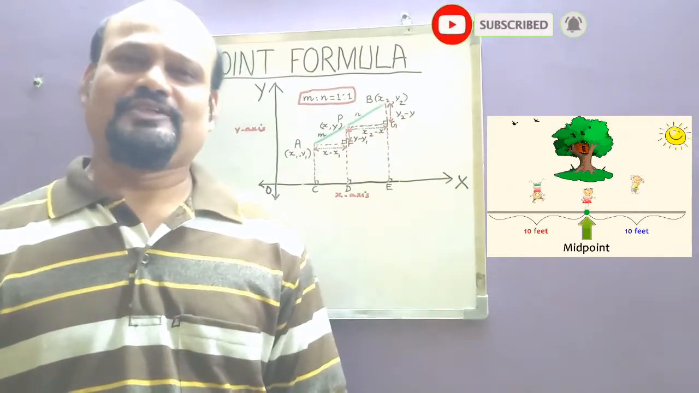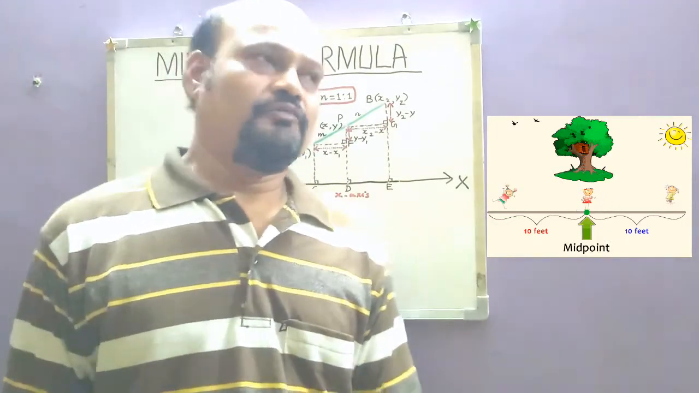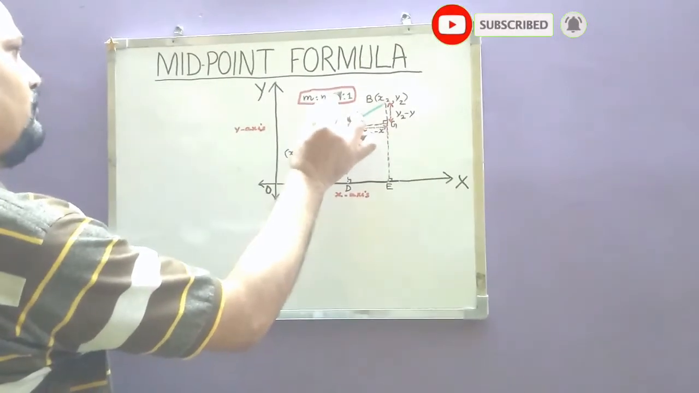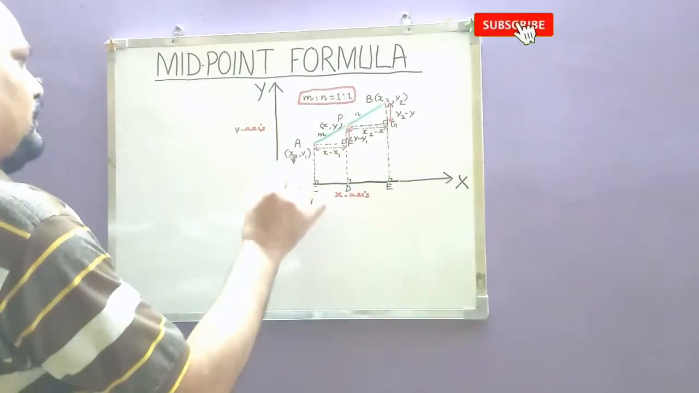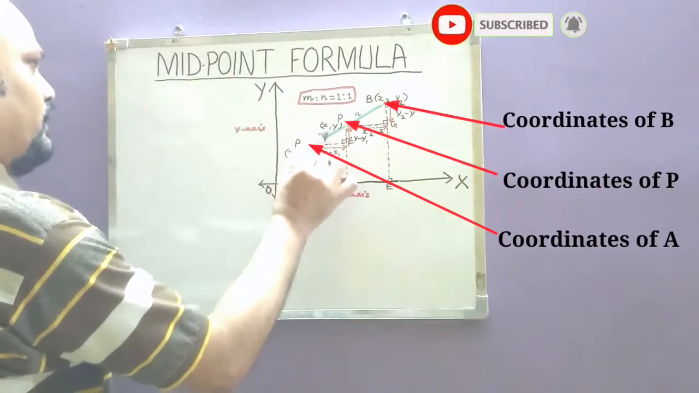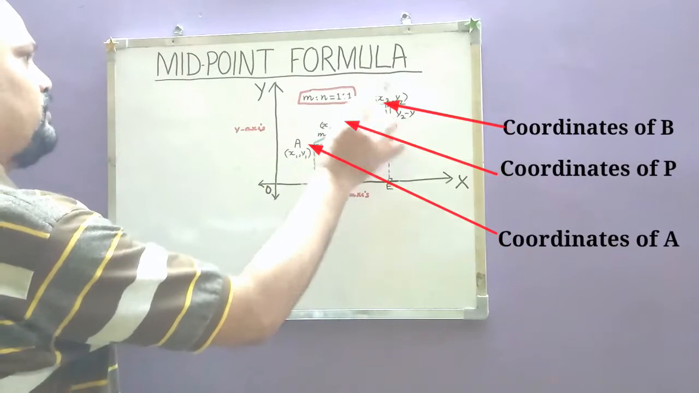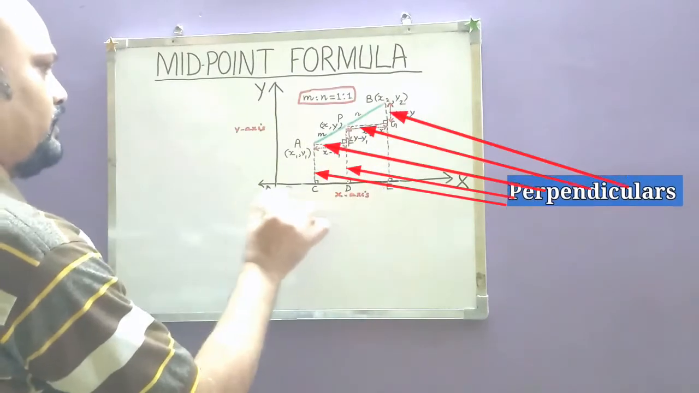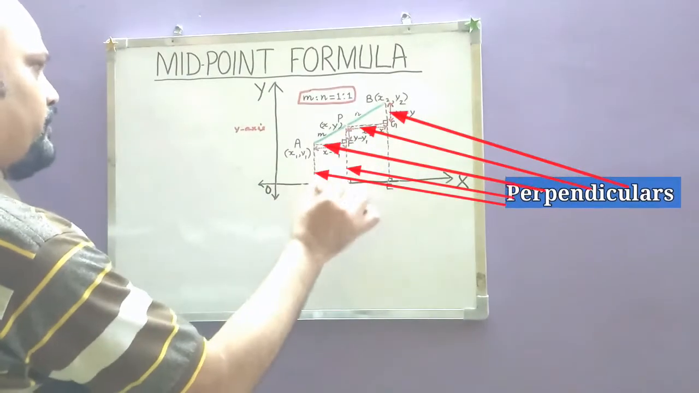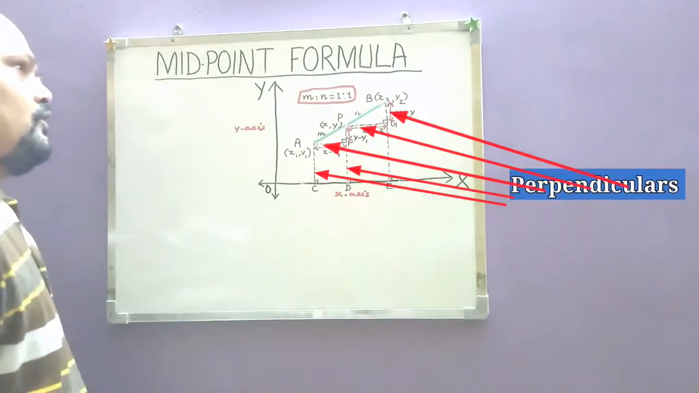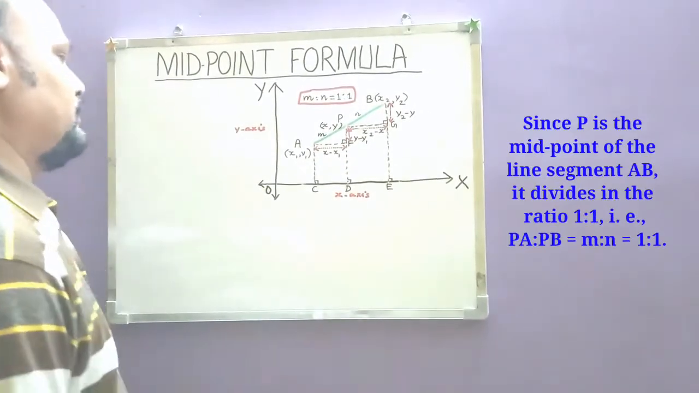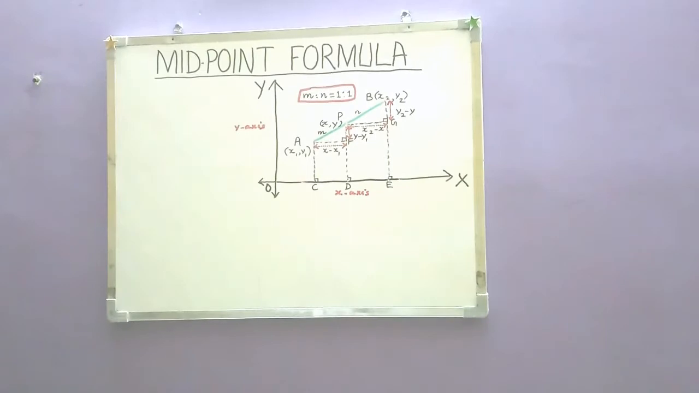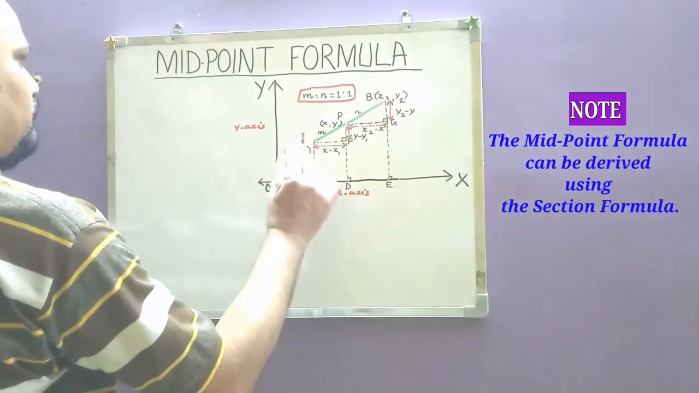Midpoint formula. Let's derive and use the midpoint formula for the coordinates of the midpoint P of a line segment AB. It divides it in the ratio 1:1. Let x, y be the coordinates of P, x1, y1 be the coordinates of A, and x2, y2 be the coordinates of B. Then draw the perpendiculars AC, PD, BE on x-axis and AF on PD and PG on BE. Since P is the midpoint of AB, the ratio m:n equal to 1:1 means m equal to 1, n equal to 1. This midpoint formula can be derived using the section formula.